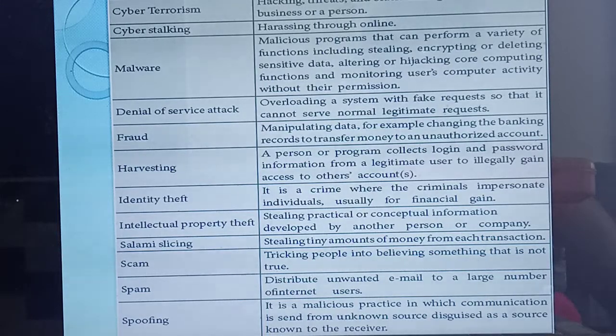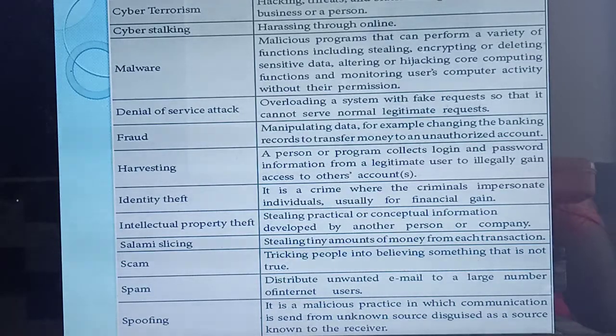Then denial of service attack means overloading the system more than your system's capacity. It will send more fake requests and make your system's performance slow. That is called what? Denial of service attack. Next one is fraud. Fraud means the person need not be a true person. Like fraud things he will do, getting money from others. Or harvesting, very, very important to mark. What do you mean by harvesting? Harvesting means getting others' user ID and login password without the knowledge of others. That is called harvesting.